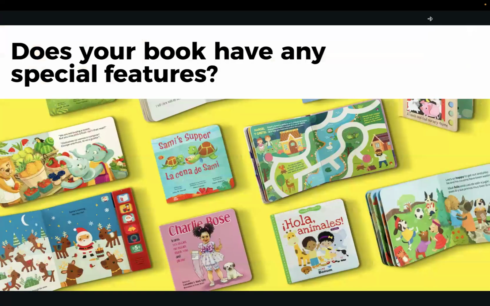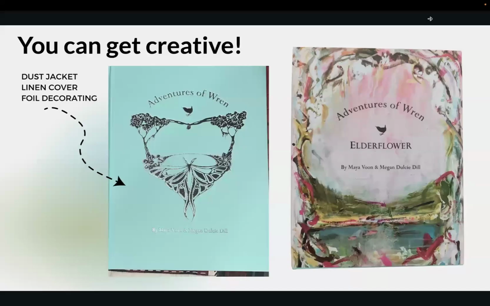Now, the last thing you're going to need to know, other than the delivery address, is any features you want included in your book. If you go the POD route, you're going to have pretty limited choice in features, but if you do the offset route, you can really get creative. You can add dust jackets and a linen cover to your hardcover. You can do foil decorating.